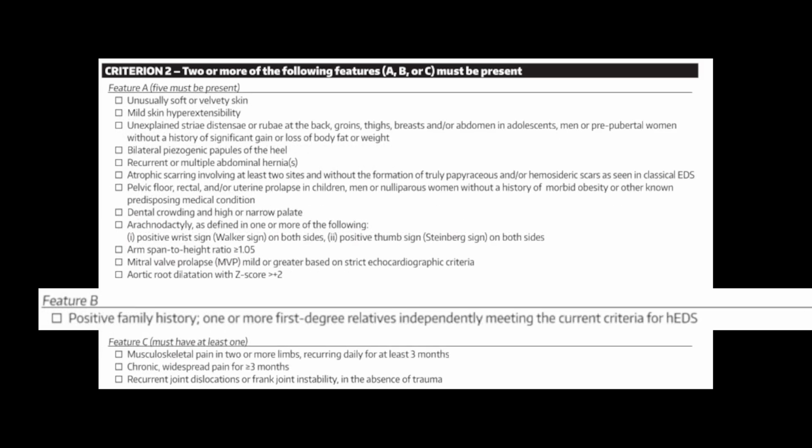The next feature is feature B. This one's pretty simple. It's if you have a positive family history, 1 or more first-degree relatives independently meeting the criteria for hEDS. I did not qualify on feature B. I do not have any family members that have been diagnosed, though I do have my suspicions on one, but nobody else has been diagnosed, so I was negative on feature B.